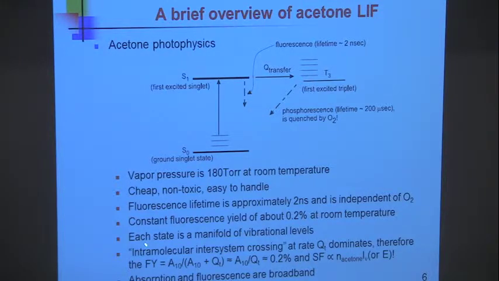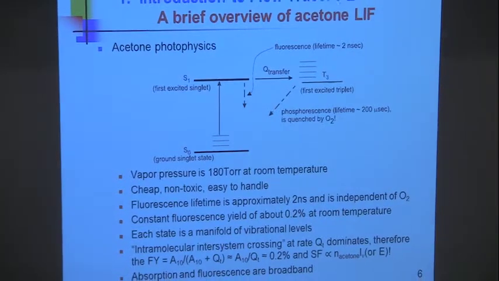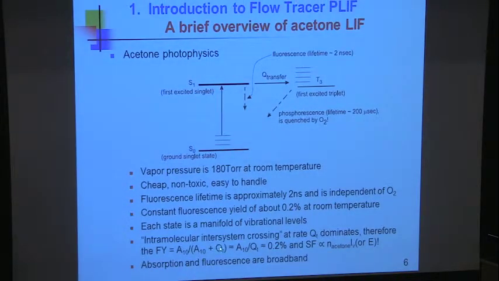Question is, what's fluorescence yield? So it's going to be A10. This is the A coming back down, averaged somehow over all of the different states that were up here, divided by A plus Q. Well, what's Q? Well, Q turns out to be dominated by this one.